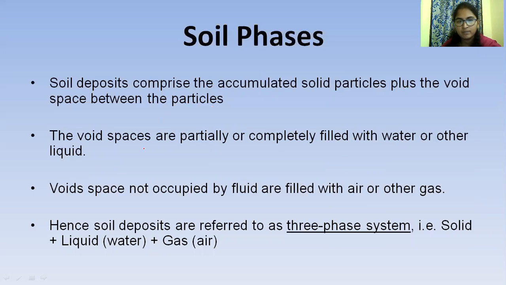The void spaces are partially or completely filled with water, or filled with air. In the rainy season, the void space between the soil particles is filled by water, and in the summer season, the void spaces between the particles are filled by air. Hence, this is the three-phase diagram: solid plus air plus water.